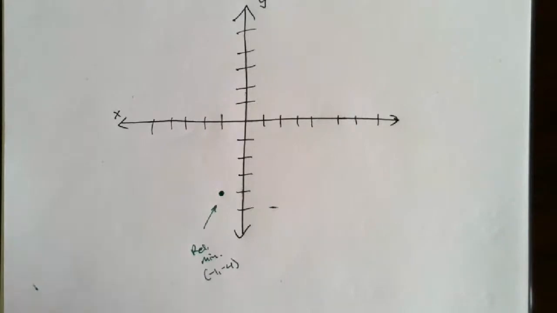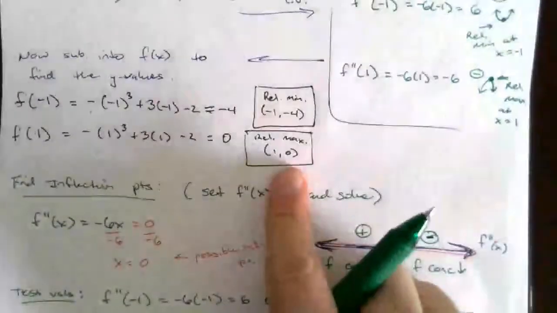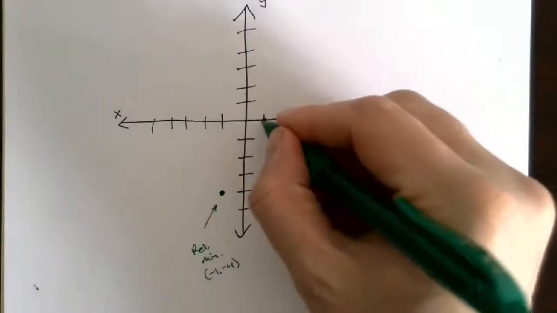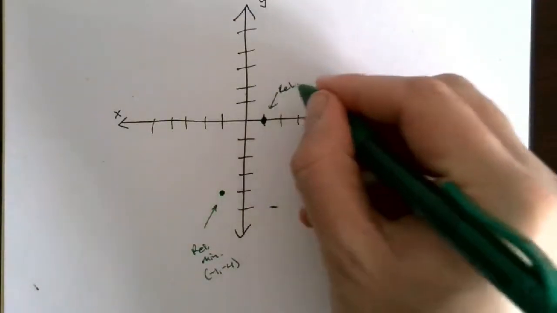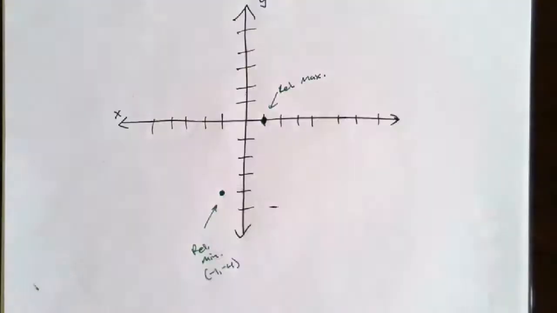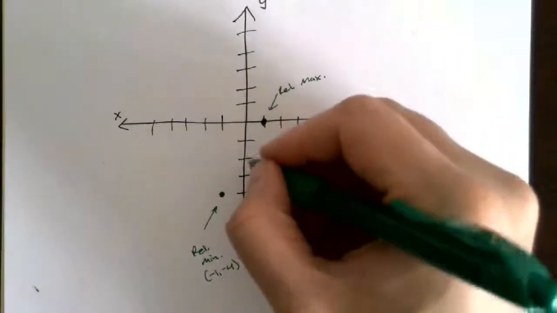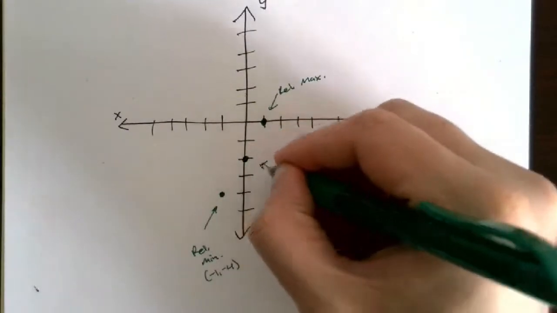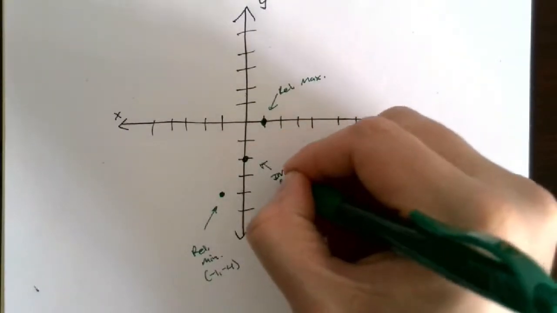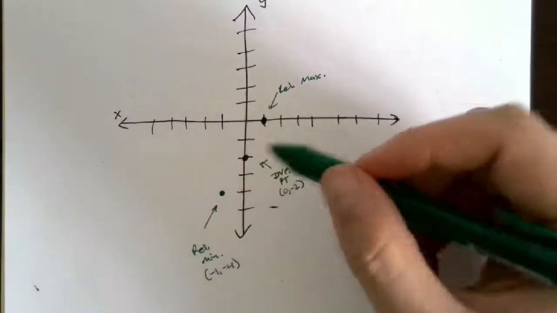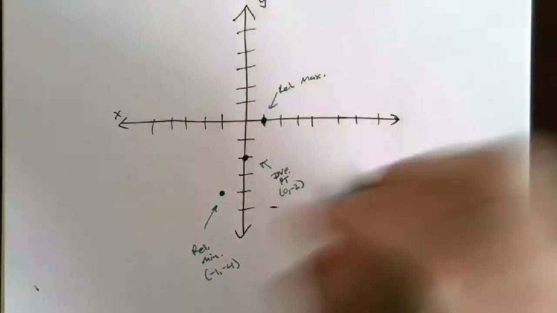We had a relative max. The relative max was at the point 1, comma 0. So the x value is 1, the y value is 0, so you're right there. So that's the relative max. And then we had an inflection point. The inflection point was at, we said 0, negative 2. So 0, negative 2 would be here. That's the inflection point. And for the y-intercept, well, that's also the y-intercept. You set x equals 0, you get y out, so it's already in the same place.